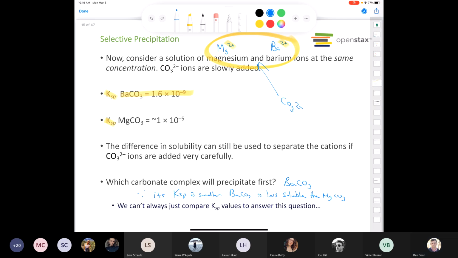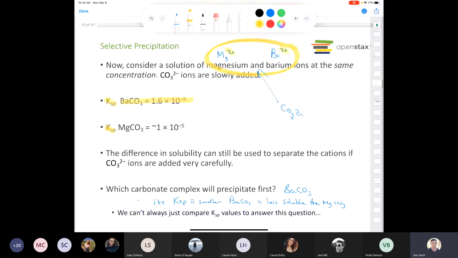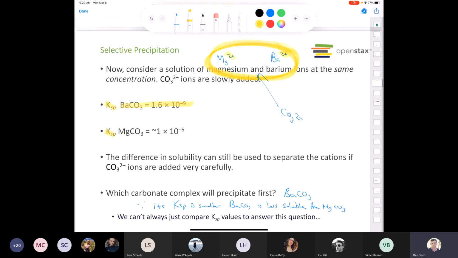But again, you're like, okay, well, every time I see this question on an exam, I'll just look at the two KSPs, no problem. No, that's not true. You can't always just compare KSP values. The reason you can't always do that is because you've got to have the same cation and anion ratio, like I already referred to. The reason you can do that here is because these are both 2+ ions.